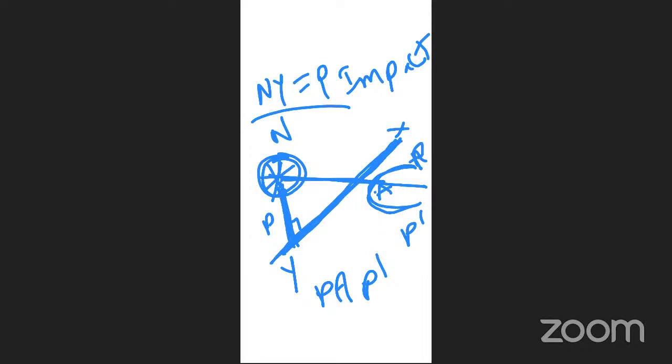The impact parameter is also called the collision parameter. It is represented by the symbol p. So this is the impact parameter.